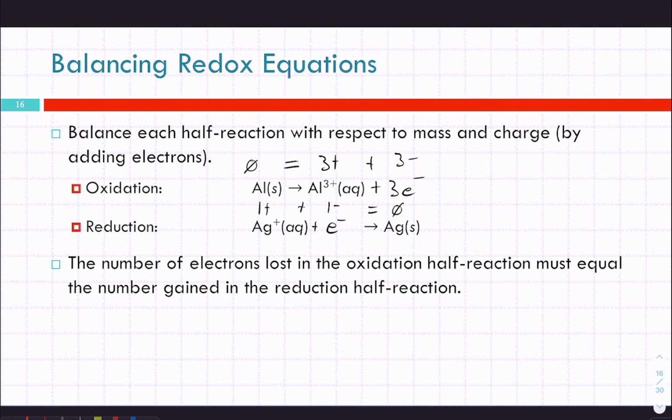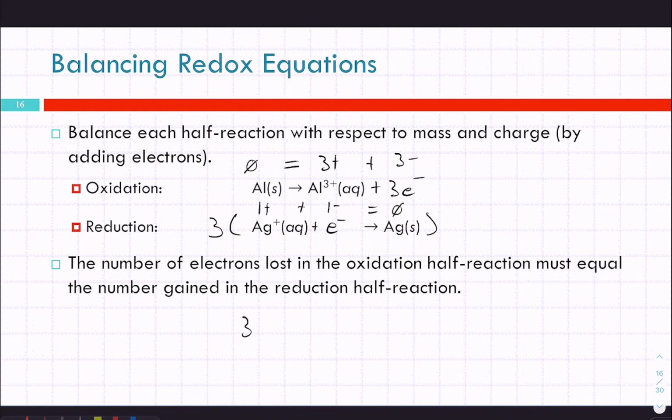Then once you've gotten to this step, we need to make the number of electrons in each half reaction the same. So we can do that similar to when we get fractions in balancing. We just multiply the entire thing by a coefficient, or multiply all the coefficients by the same number. So because we have 1 electron in our reduction half reaction, and we have 3 electrons in our oxidation half reaction, we multiply the reduction reaction by 3.